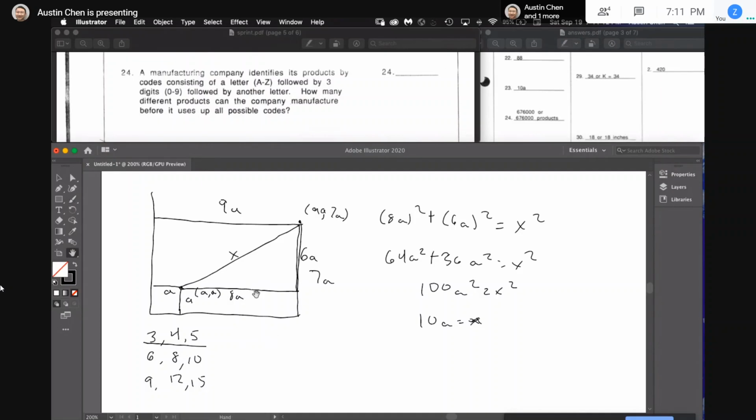Like if you ever see 6 and 8, and let's say you didn't know that Pythagorean triple, you want to look for any common factors between the two, and if there are, divide by that. 6 and 8 have a common factor of 2, so you divide by 2 and have 3 and 4, and then you notice it's a 3, 4, 5. Because you divided by 2, you need to multiply the 5 by 2 to get 10, and there's also a common factor of a, so you multiply by a.